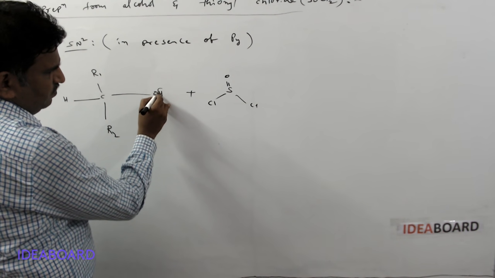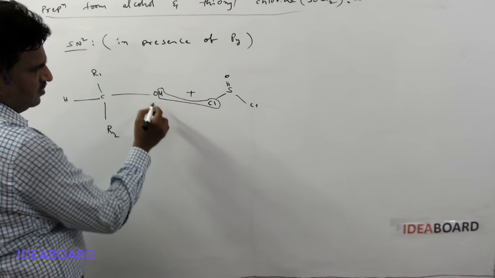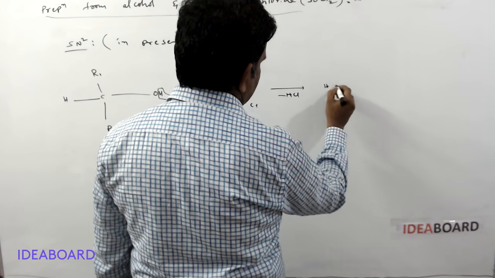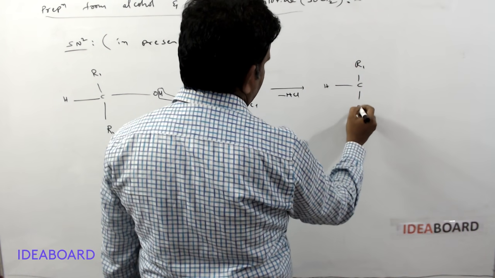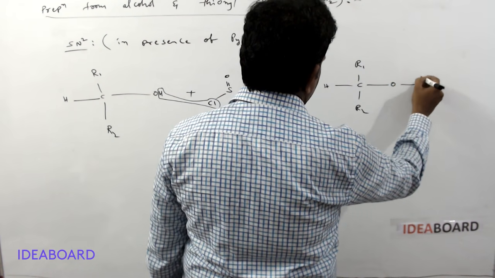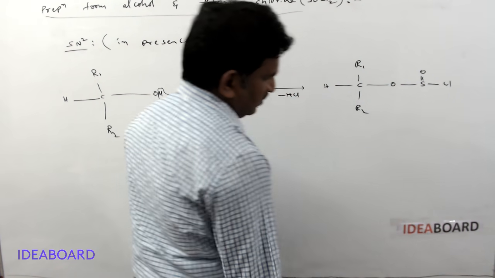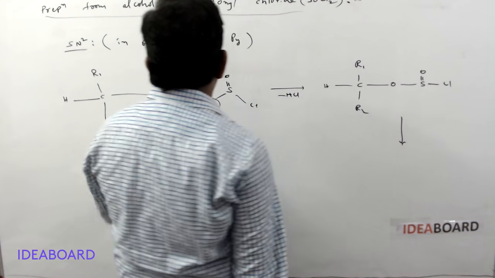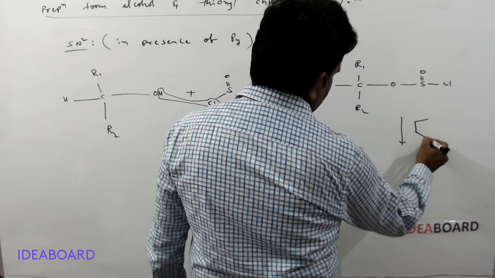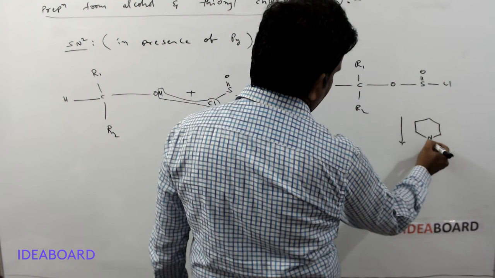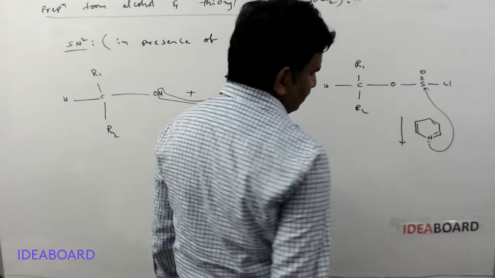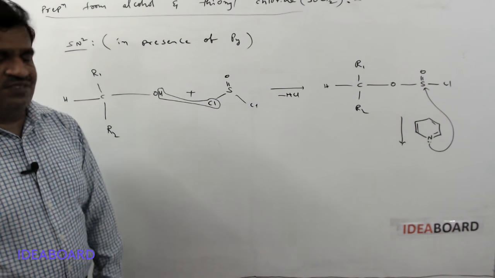Then to this we add SOCl2. The first step is the same as the SNi mechanism, minus HCl. The product formed is H, C, R1, R2, and here O, and here S double bond O, Cl. In the next step we have pyridine. Nitrogen in pyridine has a lone pair of electrons. It can donate that lone pair to the sulfur.